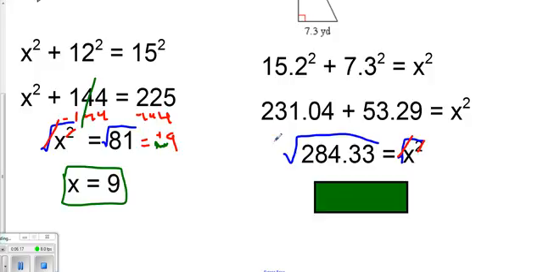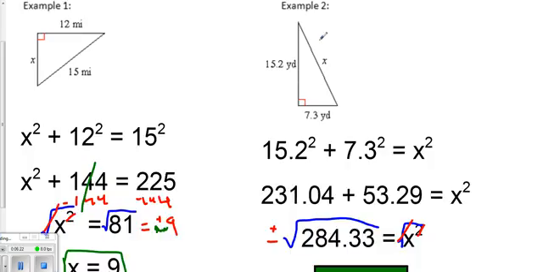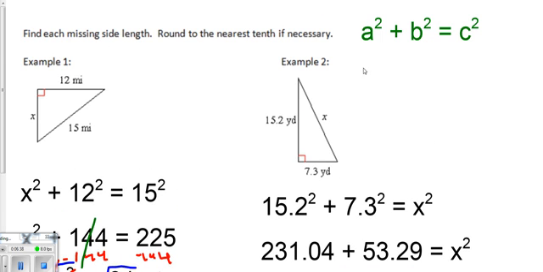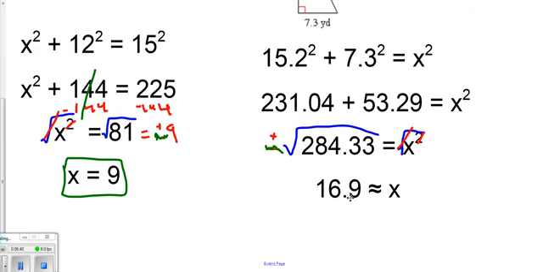Same thing, this could technically be a positive or a negative value, but it wouldn't make sense to say this is a negative amount of yards. So we get rid of the negative possibility. It can only be a positive number. So we take the positive square root of 284.33. You could just plug that into your calculator. And it did say round it to the nearest tenth. So we round it off and say x is approximately 16.9 yards. And that would be our final answer.